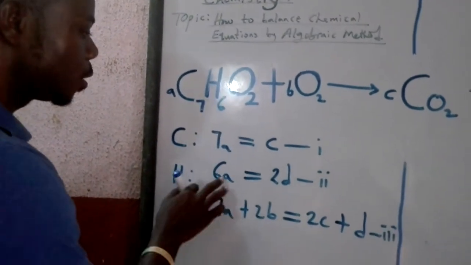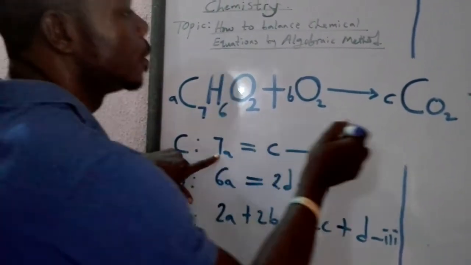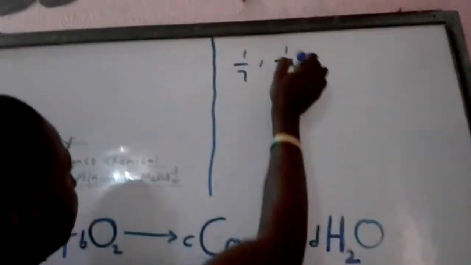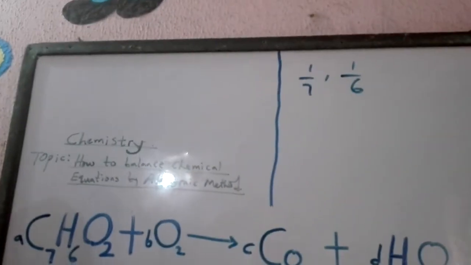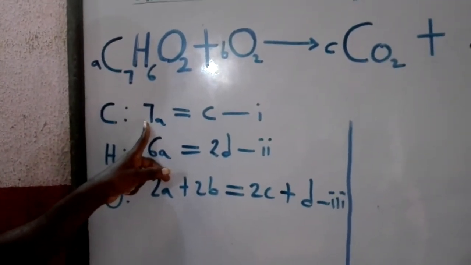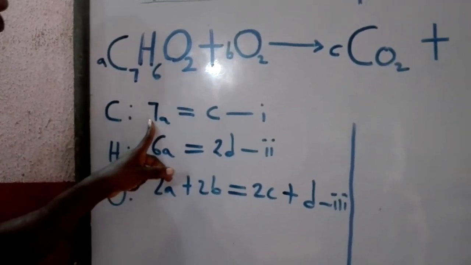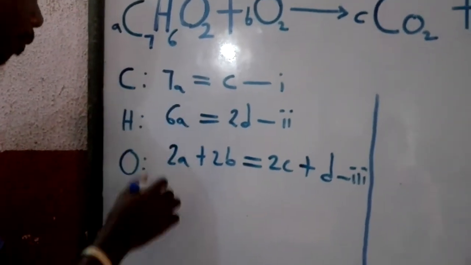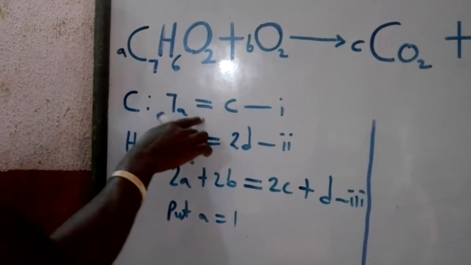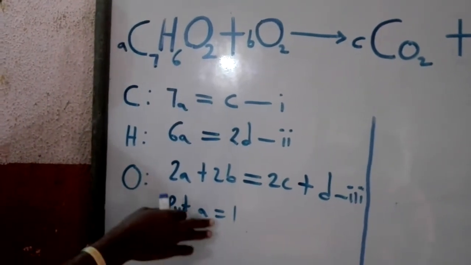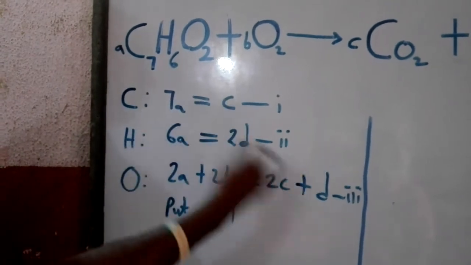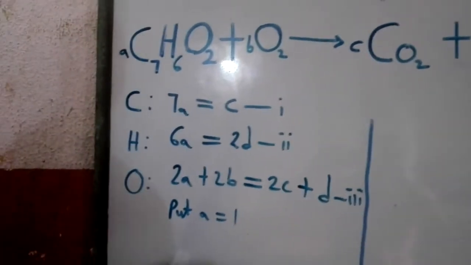So now let's check. We have 7. If you have 1 over 7 and 1 over 6, which one is the smallest here? I think the one that has the bigger denominator is the smaller fraction there. So you now put A to be 1. So equation 1 is the smallest. Since you have gotten A to be 1, you can now substitute A in any of the equations to get the other values. So you now come down.